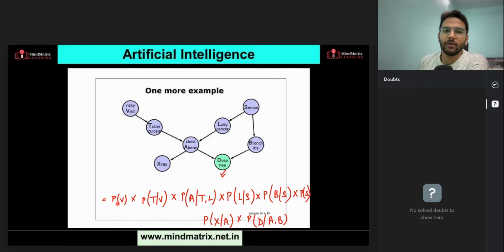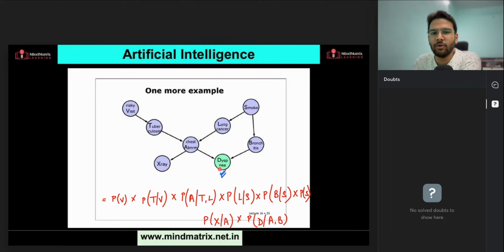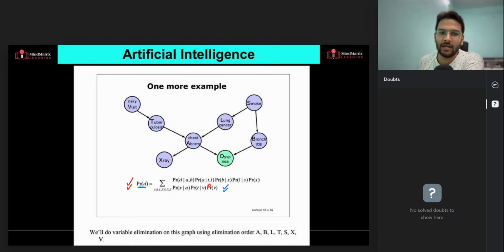Okay, so now this is what we have. In order to find this probability of D, I have to include all the hidden variables. So carefully see this probability of D. We have to take the sum over all the variables that we have. So we have A, B, L, T, S, X, and V, right? I hope it is visible. And this is the expression that we have already written on the previous slide. You can match also. This is exactly the same.